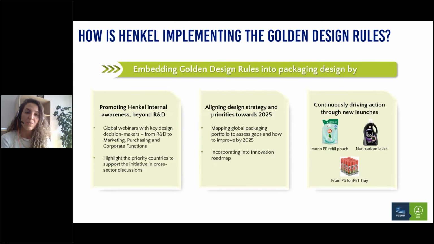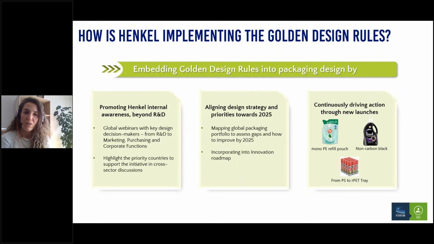So how in Henkel we are mapping what we have in terms of portfolio globally, where we are using the golden design rules to understand and see what are our current gaps. So together with the group of people that I just said, between R&D, even with the partnership of the suppliers, but also in our marketing teams, how we can cover these gaps, how we can overcome them, and what are the priorities looking towards 2025.